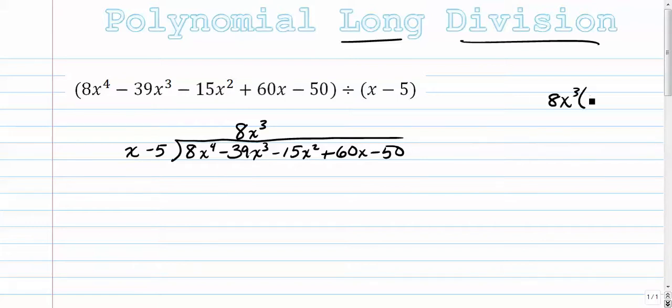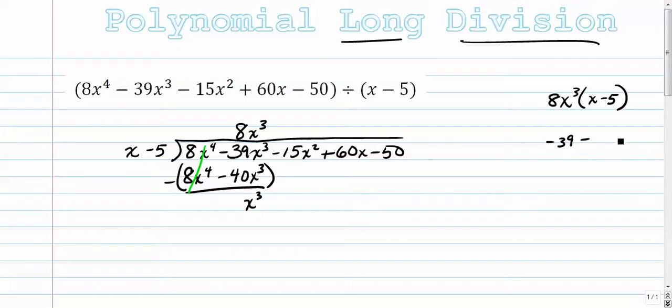So 8x cubed times the binomial x minus 5. It's a distributive property. You get 8x to the 4th minus 40x cubed. Subtract these. You have to put them in parentheses. When you do that, these cancel out, leaving you with negative 39x cubed minus a negative 40x cubed. That's just positive x to the 3rd. Negative 39 minus negative 40 is positive 1. And just like we did for 4th grade long division, bring this down.